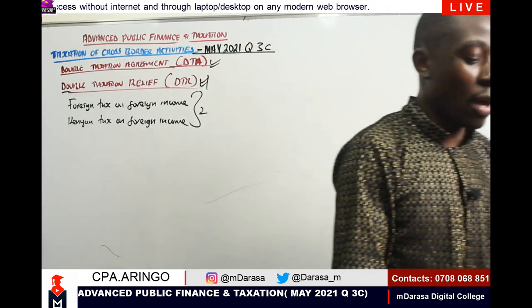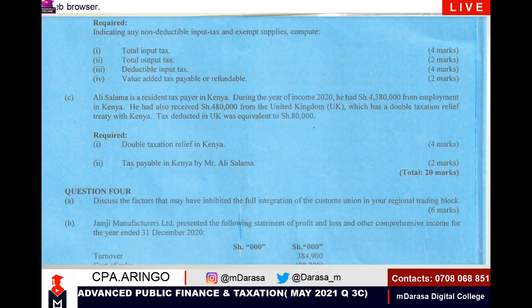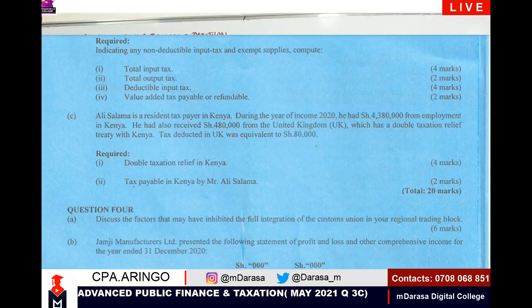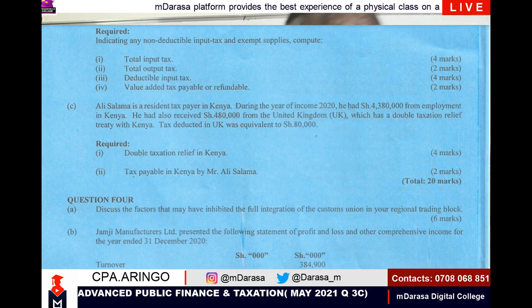So straight, I want us to go through this question, which was tested in May 2021. That's the beauty of it. We've already started our classes, so kindly, if you've not joined, make sure that you've joined. Remember, we've already looked at the concept of VAT. That was part B of the question, where we were asked total input, total output tax, deductible input tax and value-added tax. We did that in our video when we were looking at these questions for VAT.